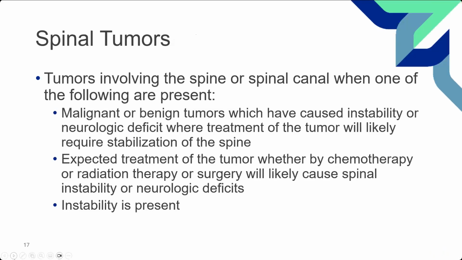And then next we have those spinal tumors. So any spinal tumors involving the spine or spinal canal when one of the following are present. So again, here's one of the following. So malignant or benign tumors which have caused instability or neurologic deficit. Again, read all the information about these. Just because it's present, if it's not causing this, it may not fit into the category.